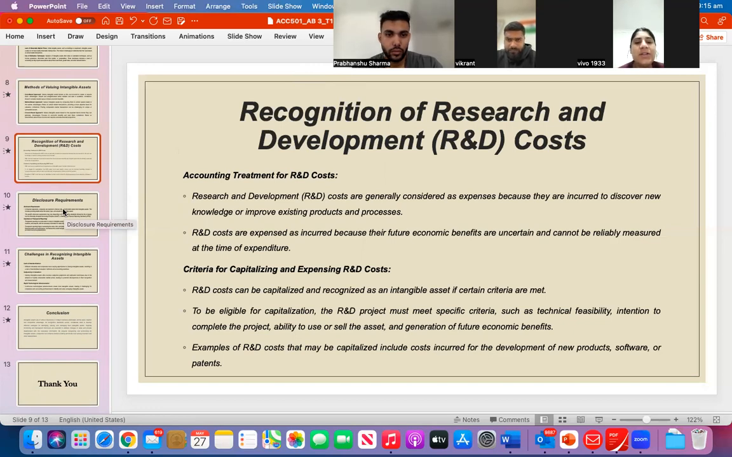Criteria for capitalization and expensing R&D costs. R&D costs can be capitalized and recognized as an intangible asset if certain criteria are met. To be eligible for capitalization, the R&D project must meet specific criteria such as technical feasibility, intention to complete the project, ability to use or sell the asset, and generation of future economic benefits. Examples of R&D costs that may be capitalized include costs incurred for the development of new products, software, or patents.